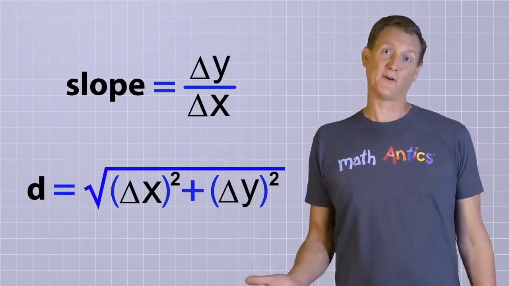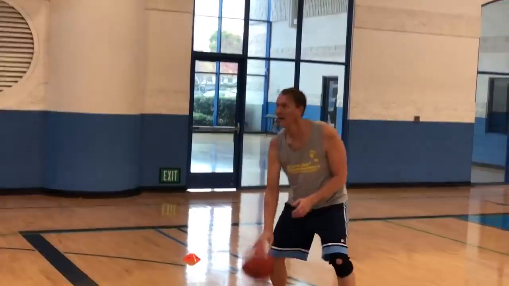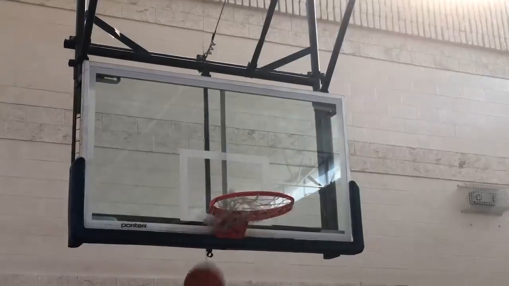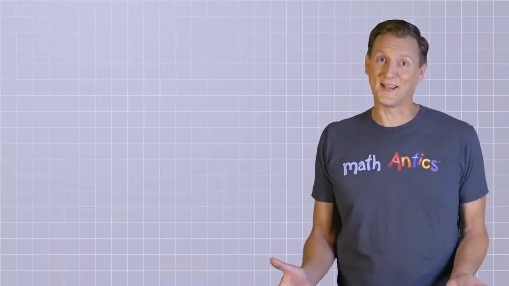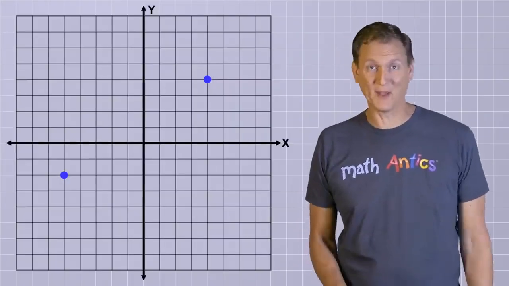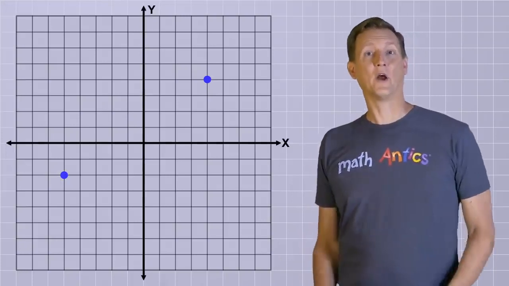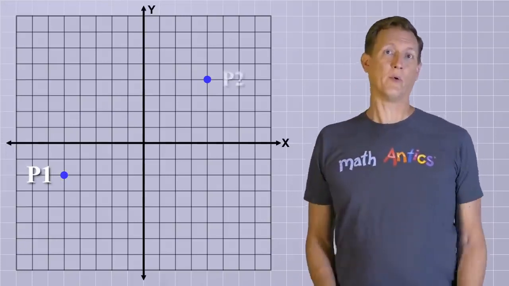To do that, the first thing we need is 2 points. 2 points! Actually, I meant 2 points on the coordinate plane, but nice shot anyway. We're going to name these points point 1 and point 2.